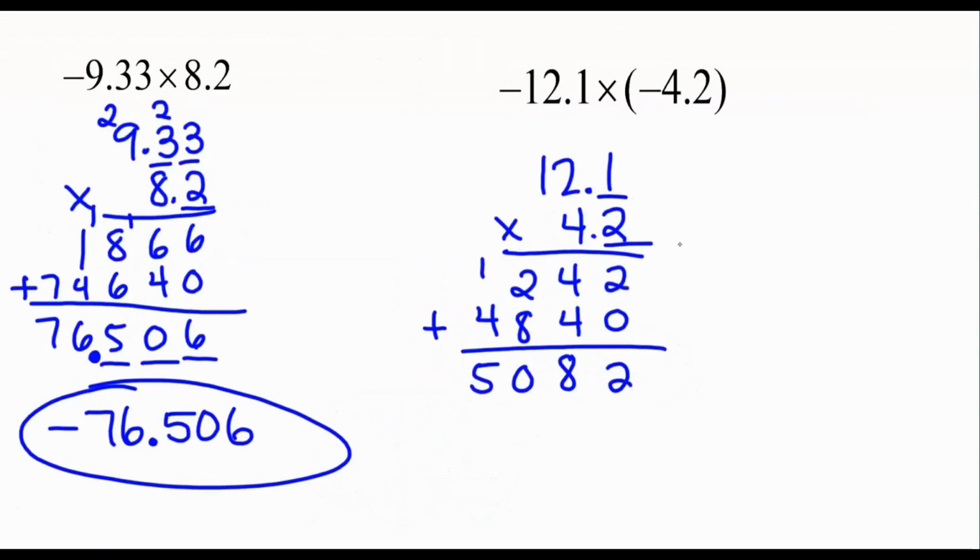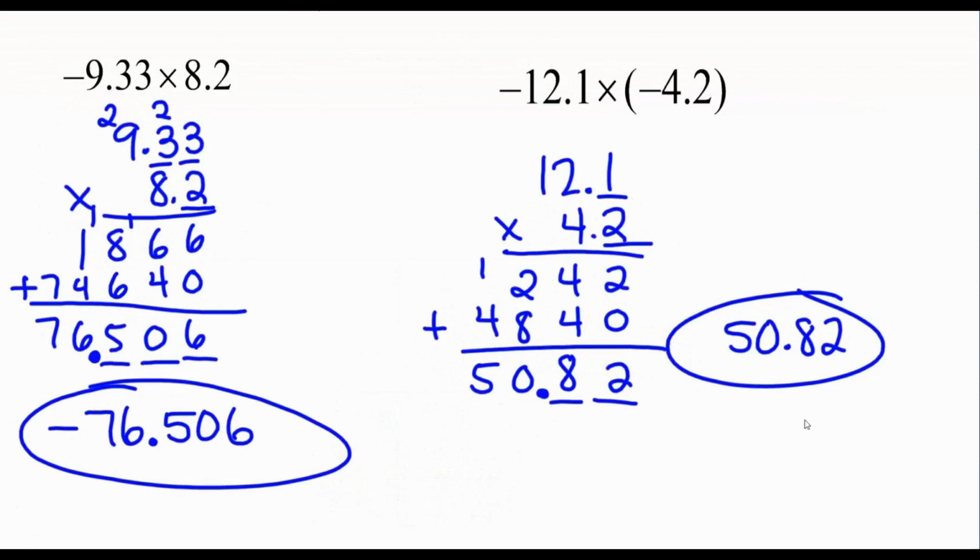There are 1, 2 numbers behind the decimal in the problem. There should be 1, 2 numbers behind the decimal in the answer. And I know this is going to be positive because it was a negative times a negative. 50.82 is my product. And that's multiplying decimals, pretty straightforward.